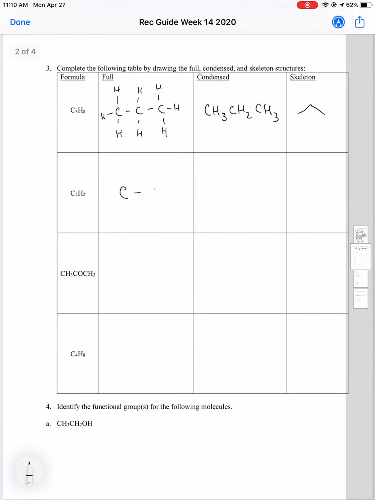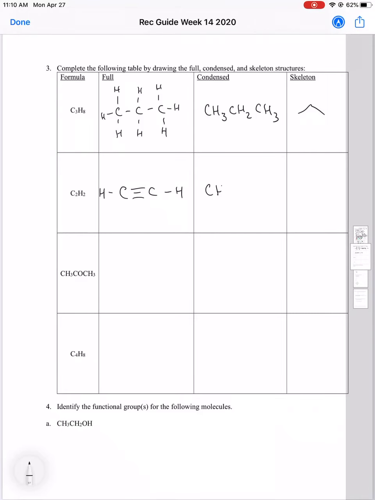C2H2. So we'll go ahead and draw the C's first, and we'll draw hydrogen on each carbon. And now remember, carbon always has 4 bonds, and we don't have any other H's to give it more bonds, so we'll try giving it a double bond, then it has 3 bonds each. If we give it a triple bond, it has all 4 bonds. So that's our full formula.